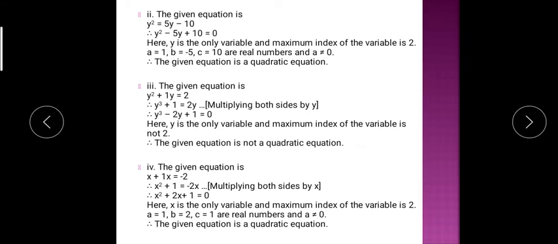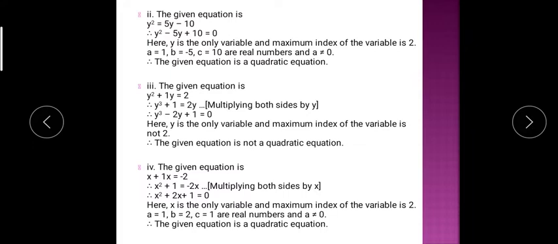Don't write shortly, like just yes, it is. You have to compare it with the general form. You have to write the values of a, b, c and you have to mention the reason that a is not equal to 0. It is compulsory. Then only you will get the marks. Now see the next question.